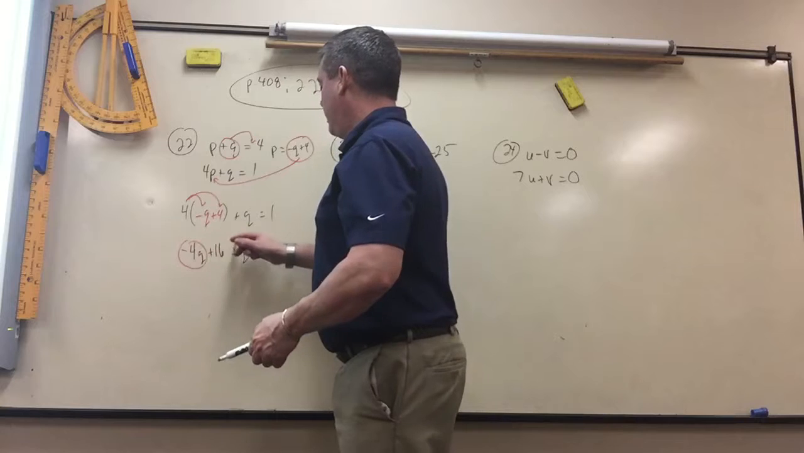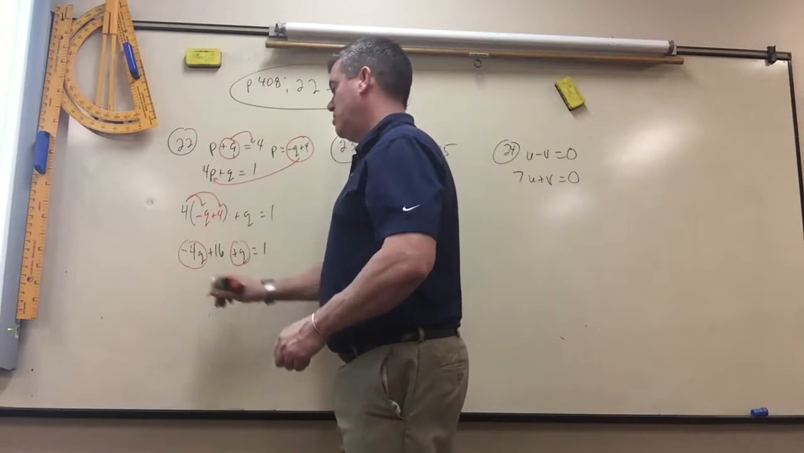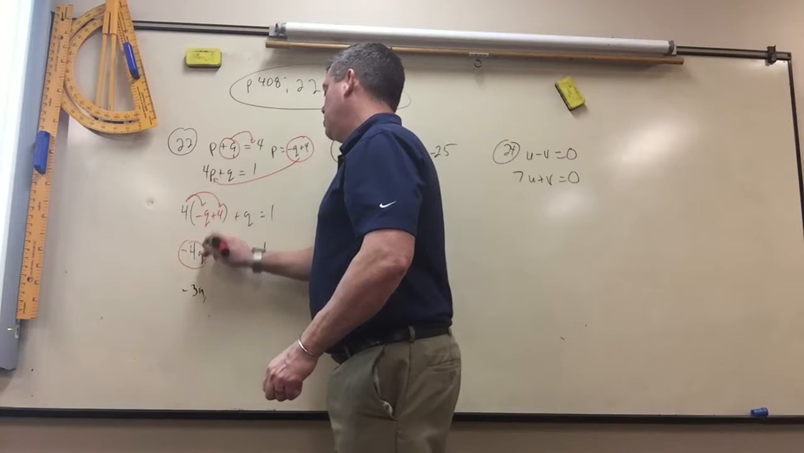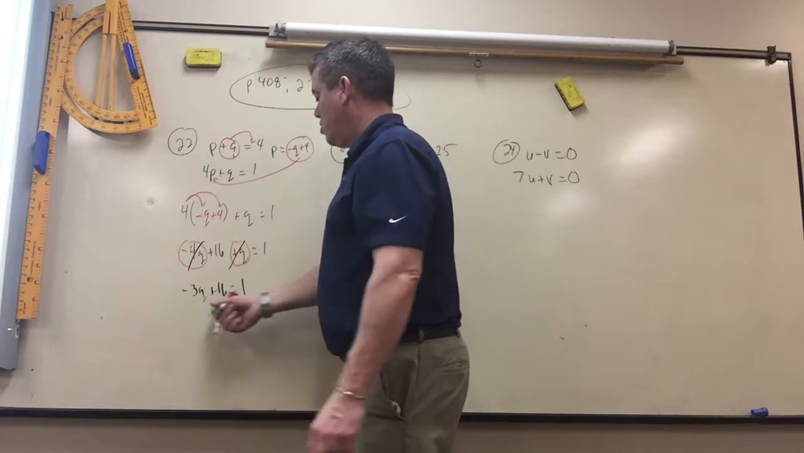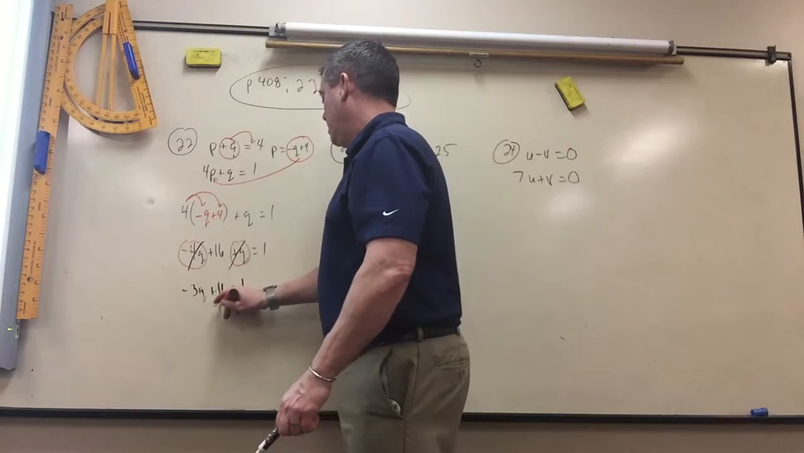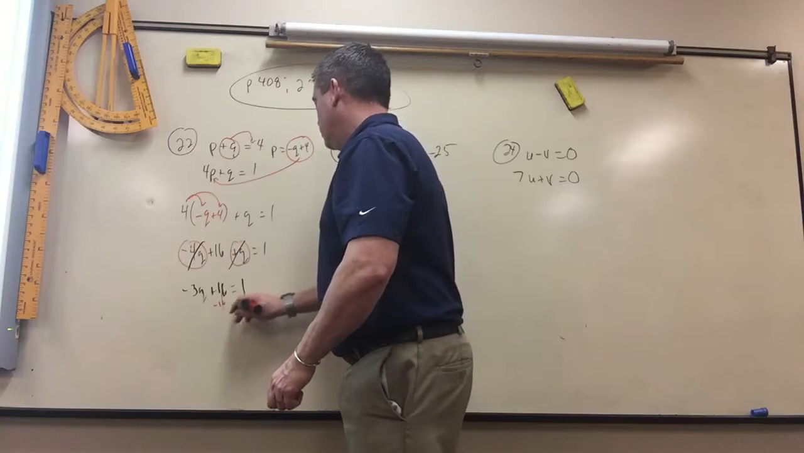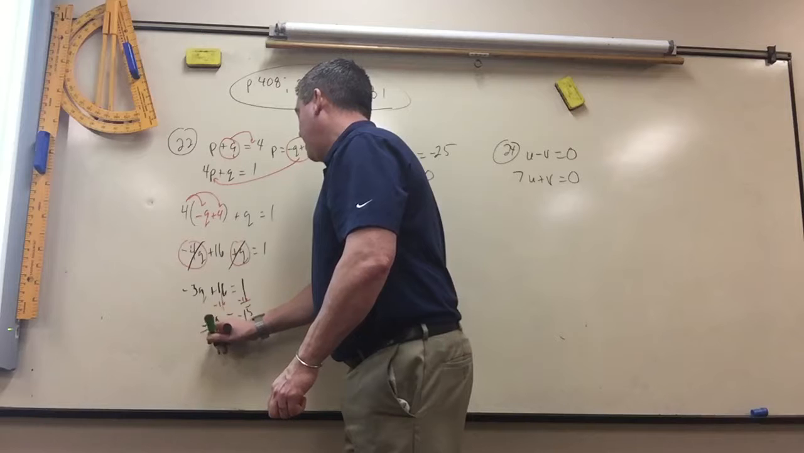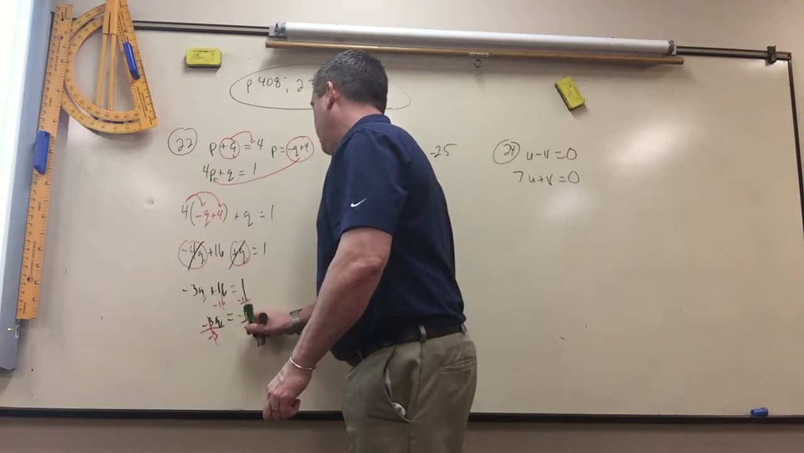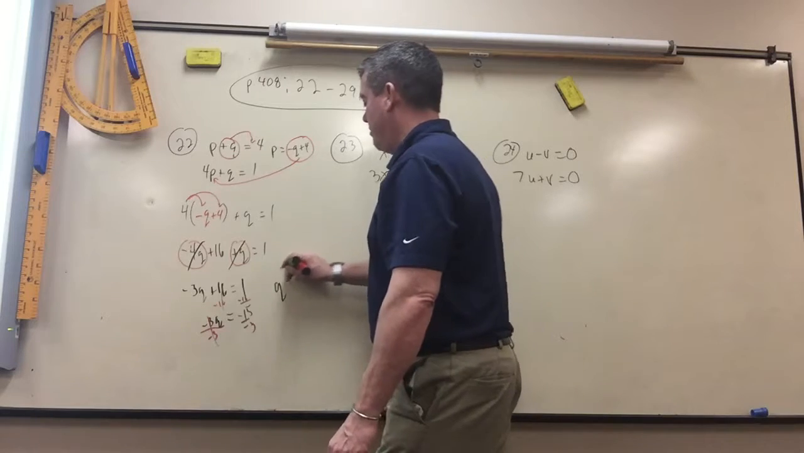I can combine these q's, they're on the same side. Negative 4q's plus a q is negative 3q's, plus 16 equals 1. So now it's just a two-step. Subtract 16. Then divide by negative 3. And you get q equals 5.